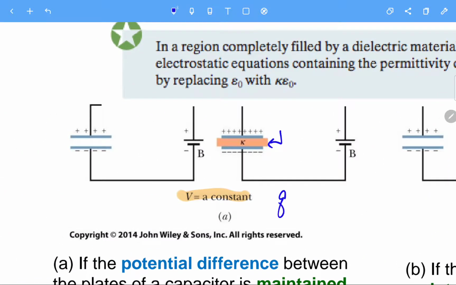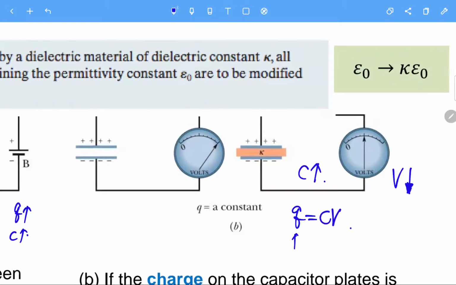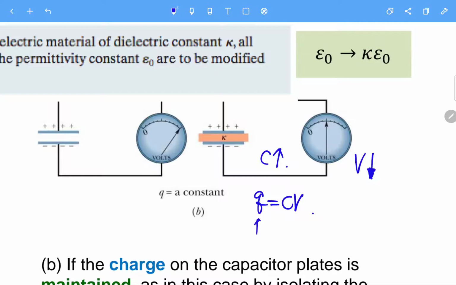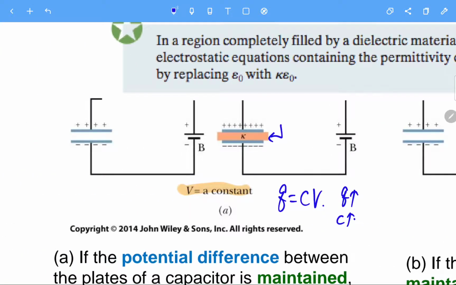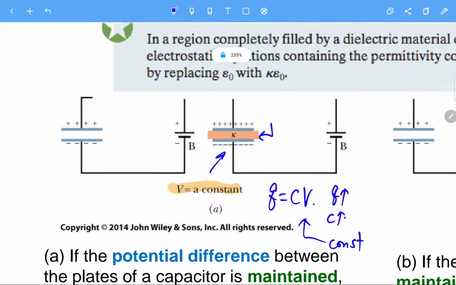And for this case, Q equals CV. Here we have V to be constant, so Q increases, C increases. Here C increases, V decreases. So this is a constant. And here V is a constant because for this case it connects to a battery, which means the voltage should be constant.